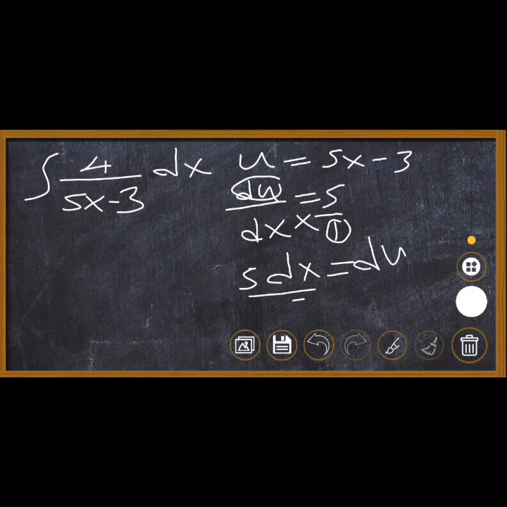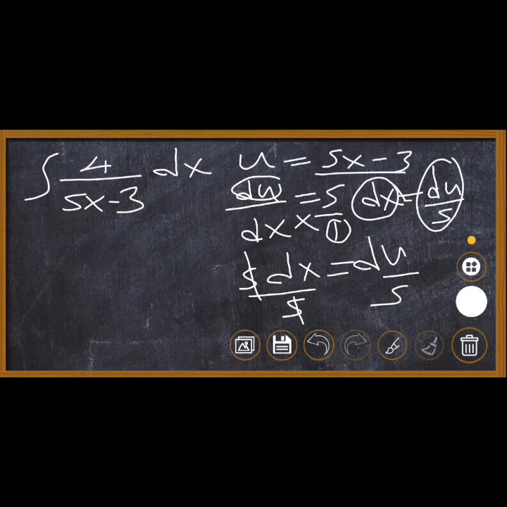So let's make dx the subject of the formula so that we can replace. So we are going to have, in this case, dx equal to what? Equal to du over 5. So where there is dx, we are going to replace with du over 5. Where there is 5x minus 3, we are going to replace with what? With u. So let's do that. So in this case, we are going to have 4 over u. Then where there is dx, we have du over 5. Okay, so this is our expression.